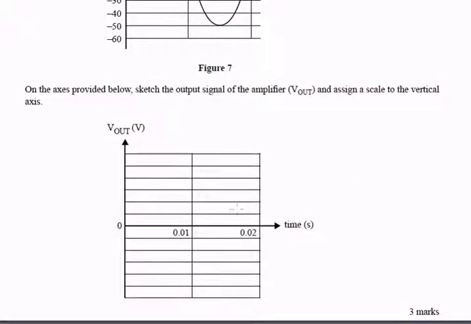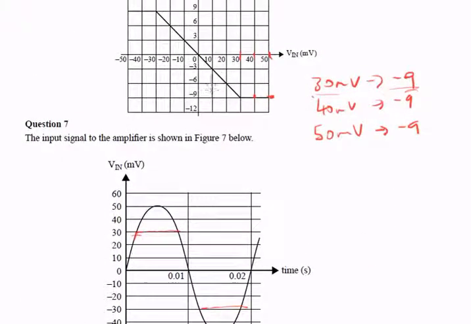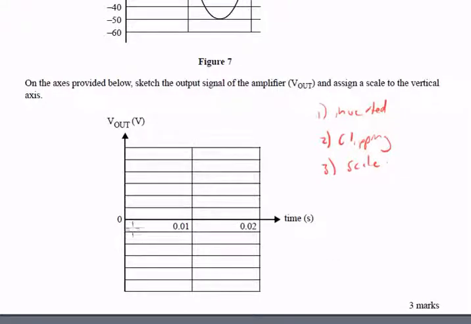So if we were to draw that down here, there's 3 marks. The 3 marks are for 1, having it inverted, 2, clipping, if it has to have that, and 3 is for the scale. I know that the biggest I can get is positive 9 or minus 9, so what I'm going to do is say 1, 2, 3, that's my minus 9 volts, the third one down, and 1, 2, 3, that's my positive 9 volts there.